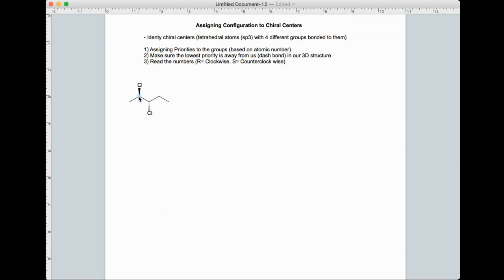This is a chiral center. Here we do have another chiral center. So we need to assign configuration to these two carbons before building the name. So I'm going to say this is carbon number 2. So I'm going to focus on this carbon.